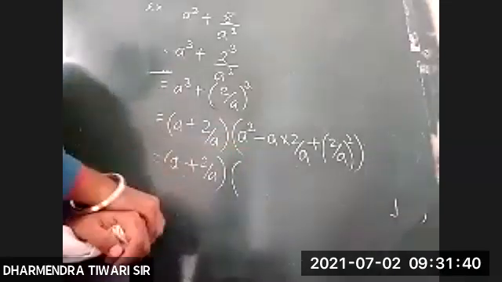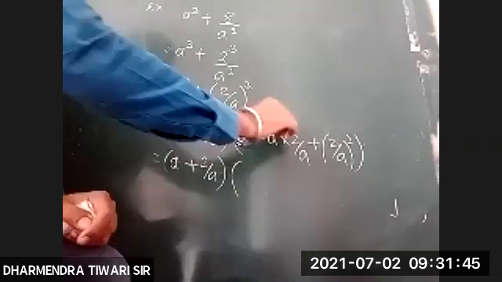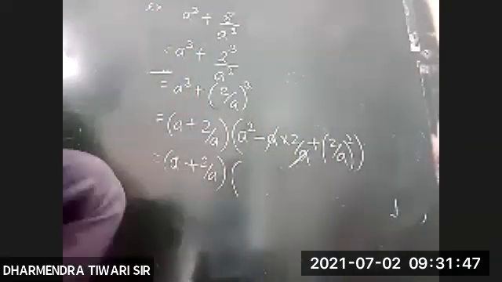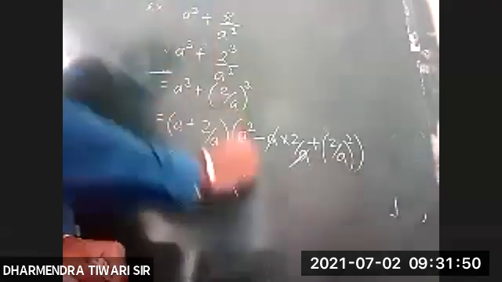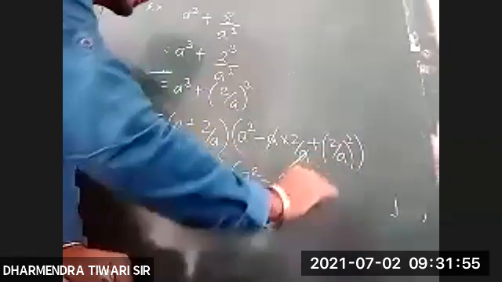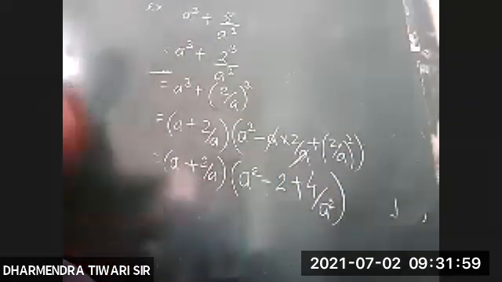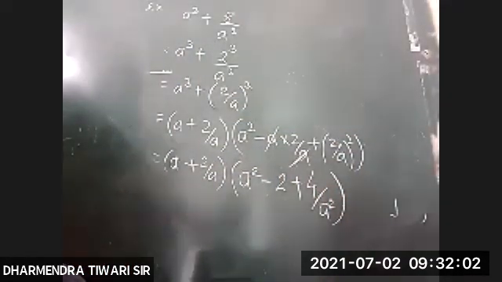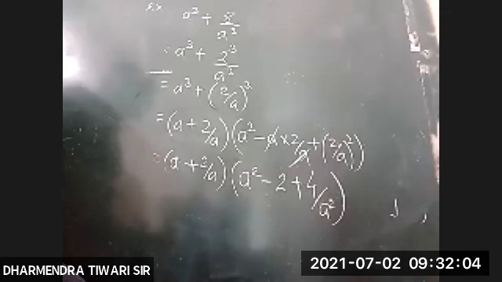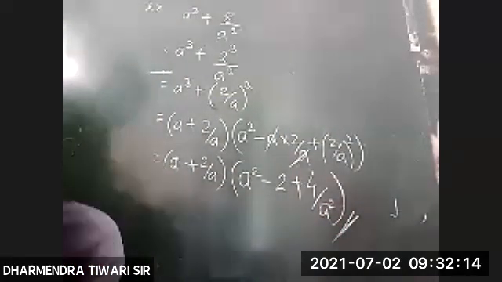Here you can see that a is present in the numerator as well as in the denominator. I've cancelled a. What remains? a square minus 2 plus 2 square, which is 4, means 2 square upon a square. So this is the expected final answer that we're expecting. So hope you have understood this problem.